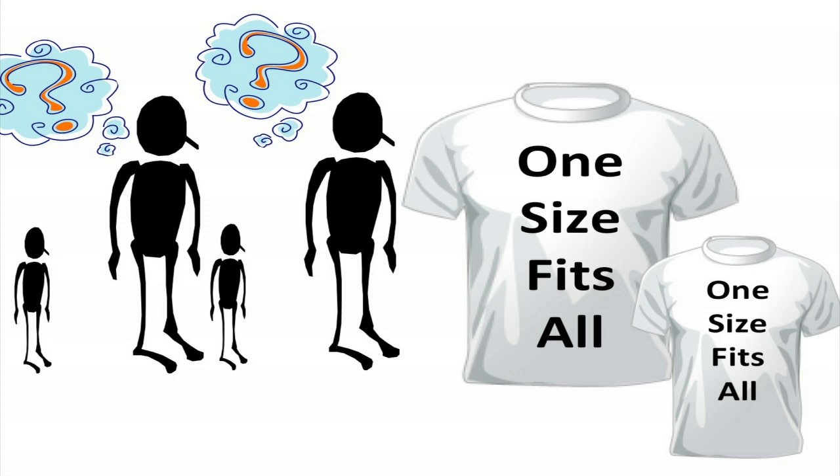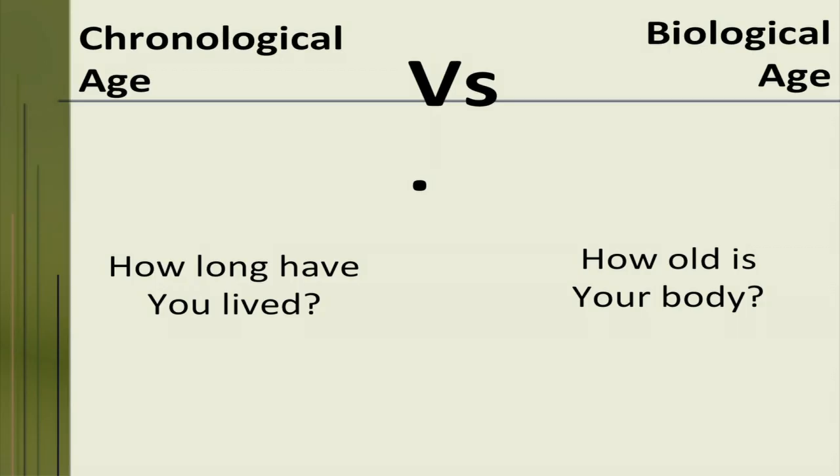And as we take care of older adults in hospitals, we know that biological age, or the age of a person's body, is a much more important concept than that of their chronological age. Chronological age versus biological age means how long you have lived and how old is your body. Chronological age, as an example, can be two people that are the age of 75, one very active, one very frail.